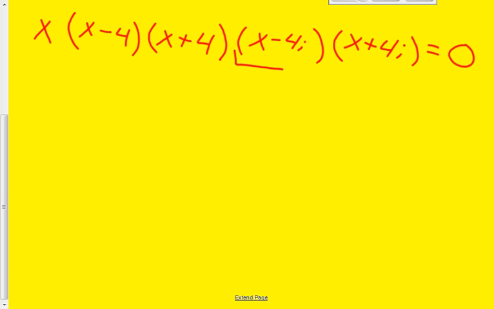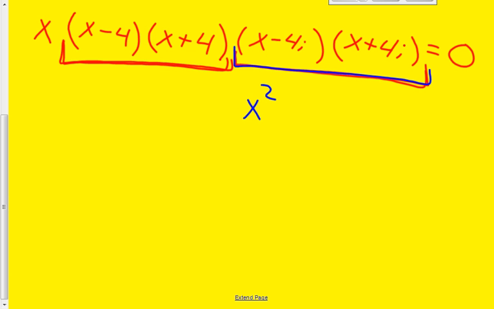So these two are conjugates, x minus 4i and x plus 4i. These two are conjugates, x minus 4 and x plus 4. When you multiply conjugates, the middle term always cancels out. So let's multiply these two, and then we can go from there. Multiplying the last two, we're foiling now: first, outside, inside, last. X times x is x squared. Minus 4ix plus 4ix is 0. I'm not even going to write it down because it's irrelevant. They cancel out.